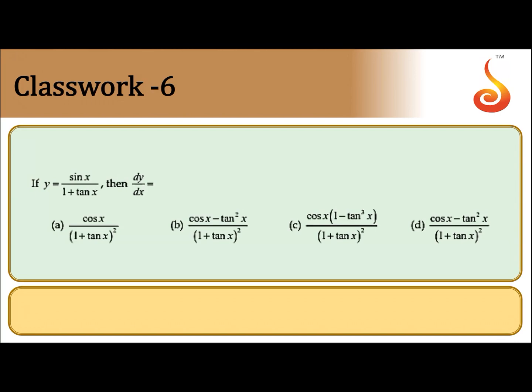Coming to the sixth one, y is equal to sin x divided by 1 plus tan x. I hope it is a direct answer for the problem, sin x by cos x plus 1 plus tan x. Direct simplification: y is equal to sin x divided by 1 plus tan x.